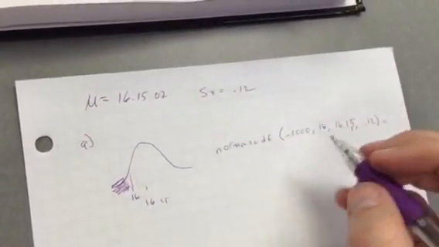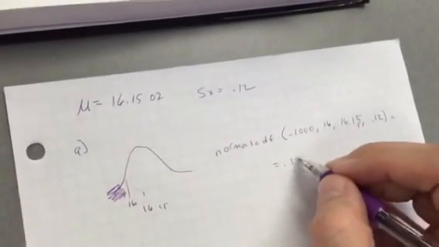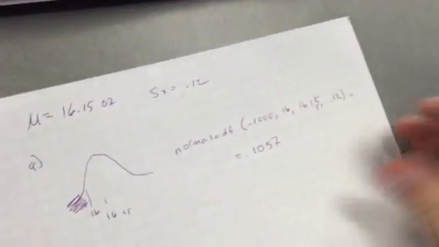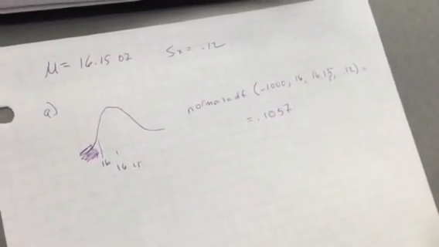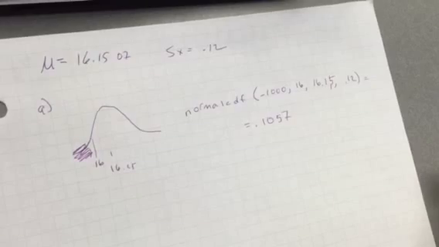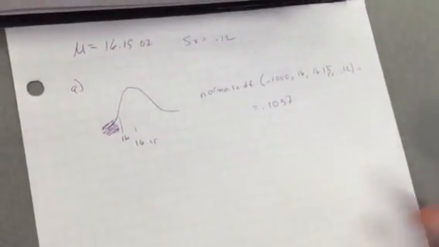Use normal CDF, I find out that is 0.1057. So the likelihood of randomly selecting a bag that its weight is 16 ounces or less is 0.1057, or 10.6% chance of that.